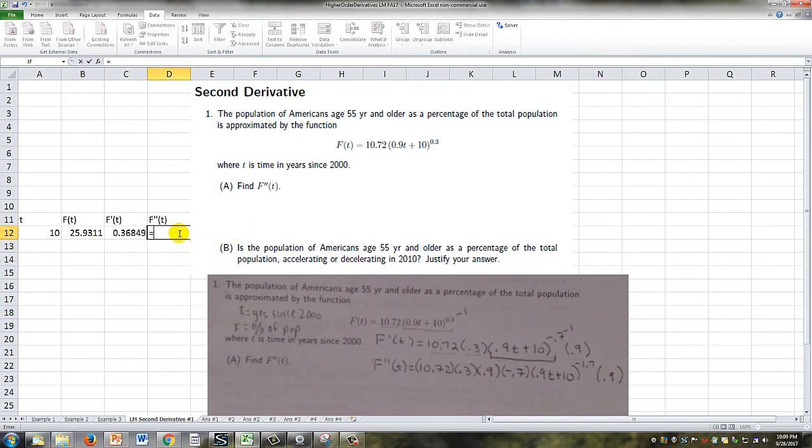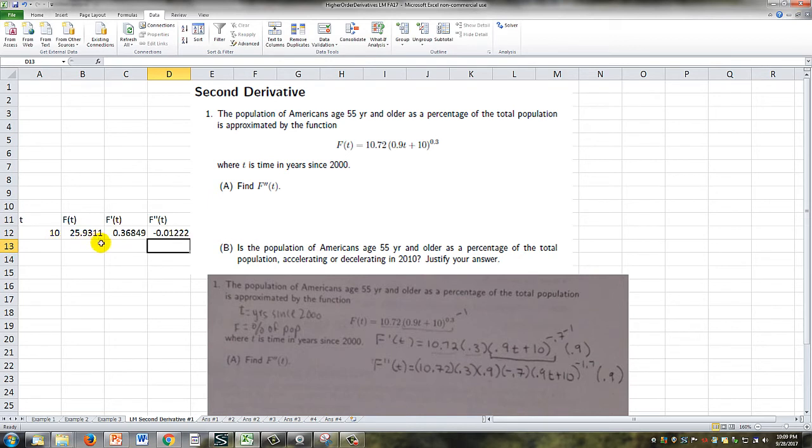And then my second derivative, 10.72 times 0.3 times 0.9 times 0.9 times negative 0.7 times 0.9 times t plus 10 caret negative 1.7. So there's a lot of constants. I'm going to check my work because I went a little out of order, but I have them all.